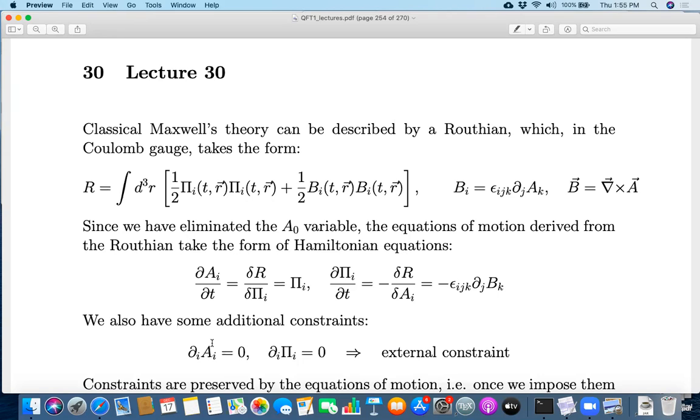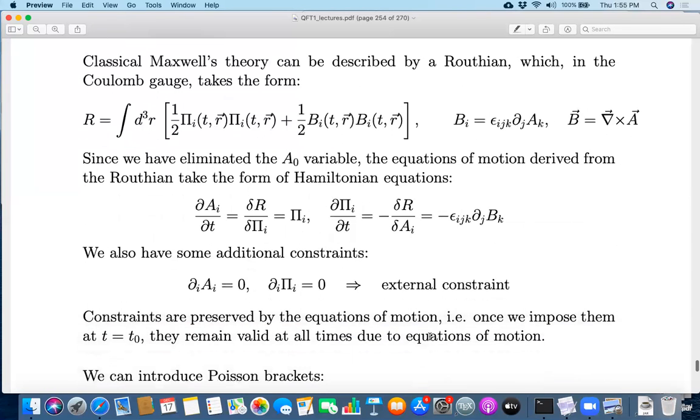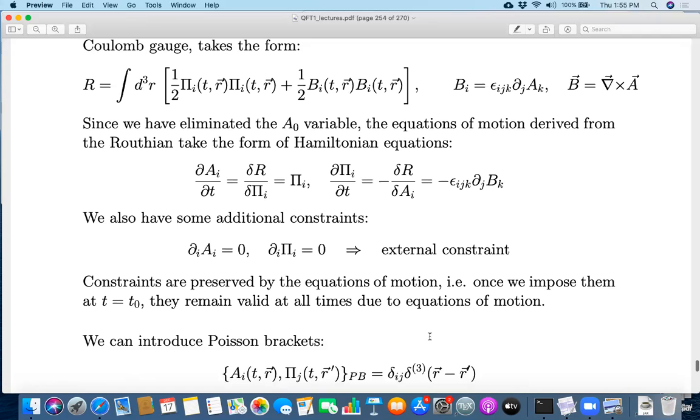Is that clear, or is there some still confusion? Yeah, it's clear. Yeah, so we are simply saying that the Coulomb gauge condition, because it sets A0 equal to 0, it's as if we have this Routhian, with the understanding that the original A0 is 0, together with these conditions. This has exactly the same dynamics as Maxwell's theory. Okay, are there other questions?